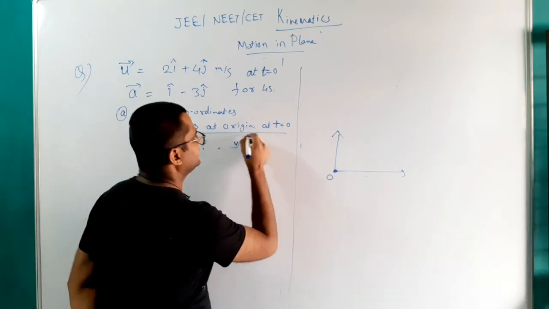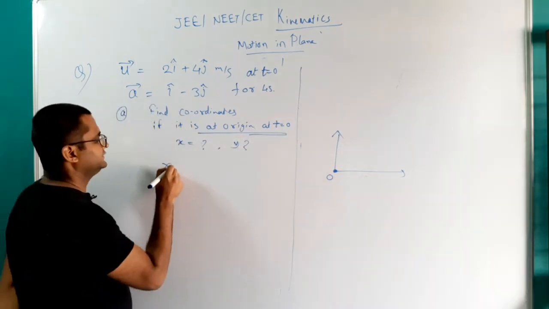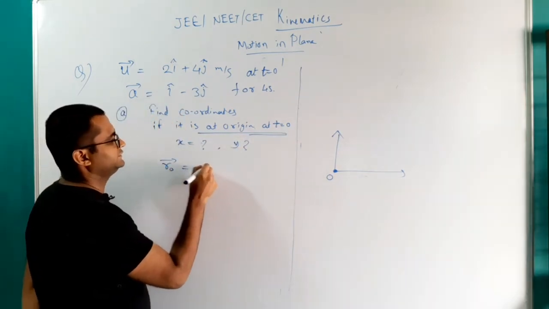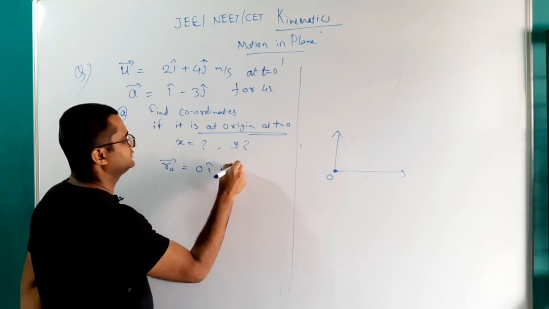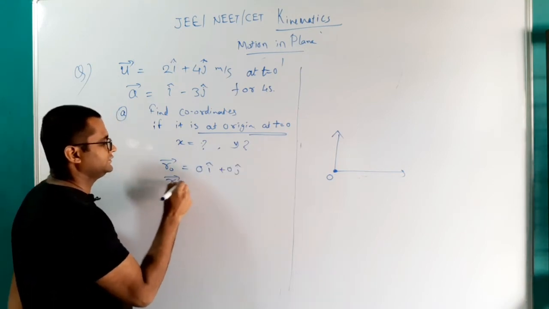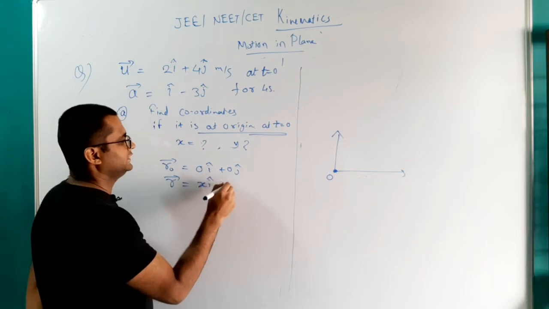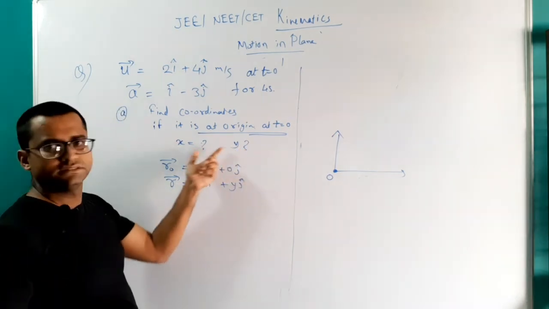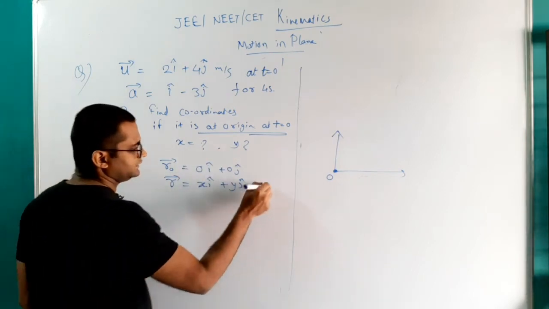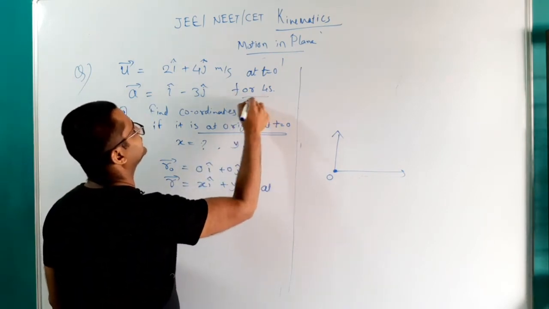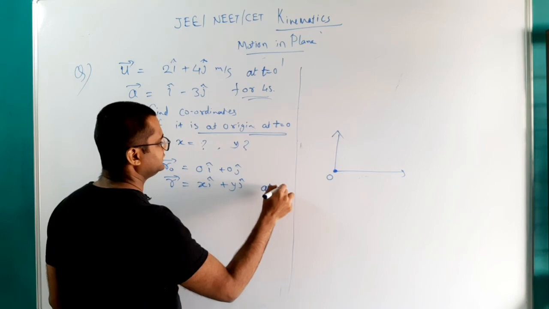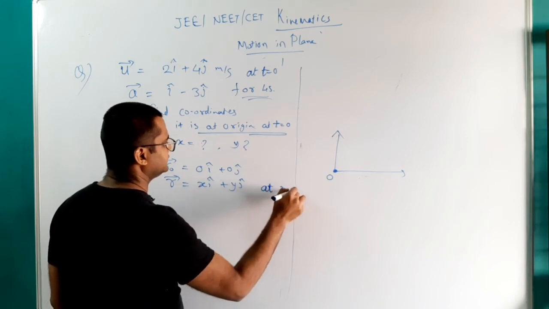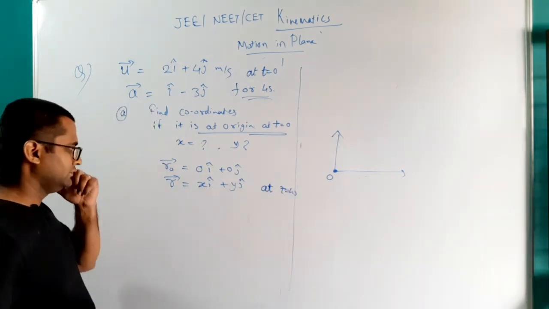See, the particle starts at origin, so it means r0, initial position, will be 0i plus 0j. Let us say final position will be xi plus yj, and this x and y are coordinates which we have to find at some time. It is given that t equal to 4 seconds, so let us say at t equal to 4 seconds. So how can we find this?